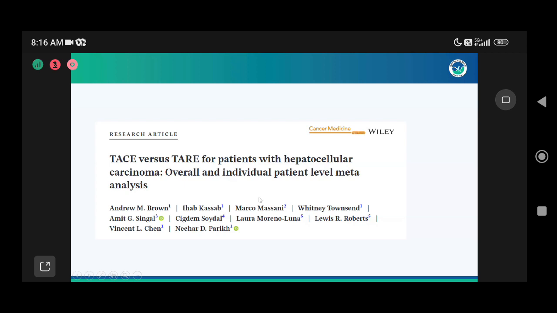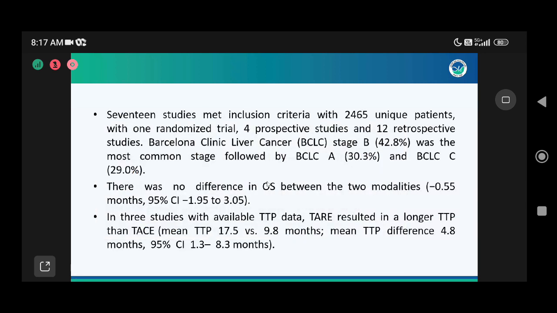This is one more study, an overall and individual patient level meta-analysis, which showed that TARE has more quality of life compared to TACE. In this, 17 studies were included, and there was no significant difference in overall survival between these two modalities, whereas quality of life is more favorable with TARE.